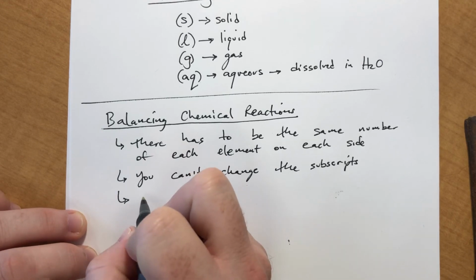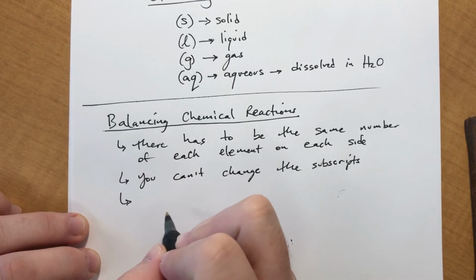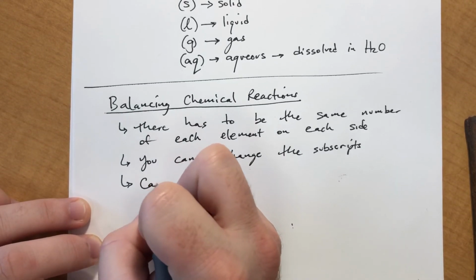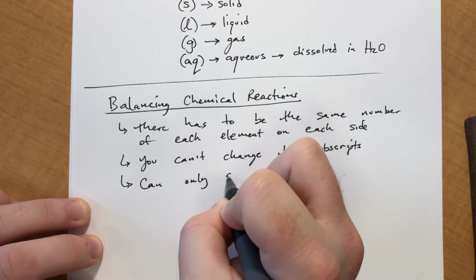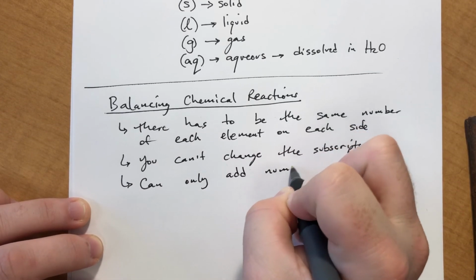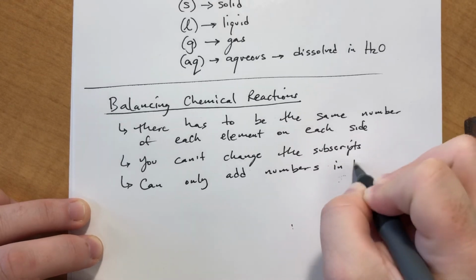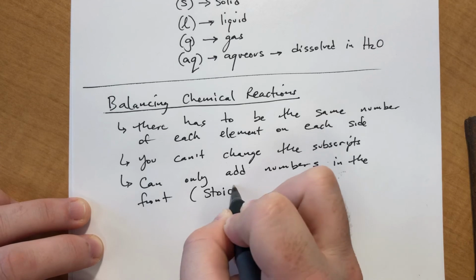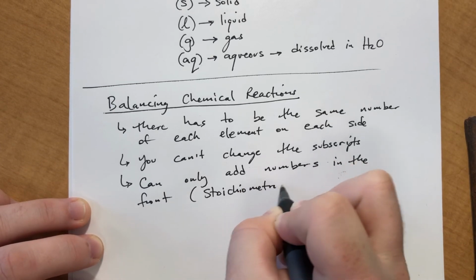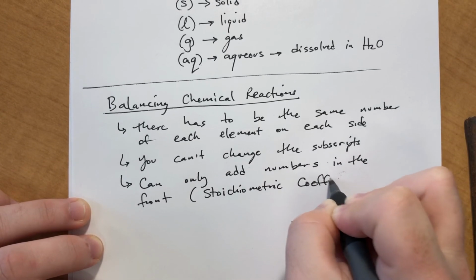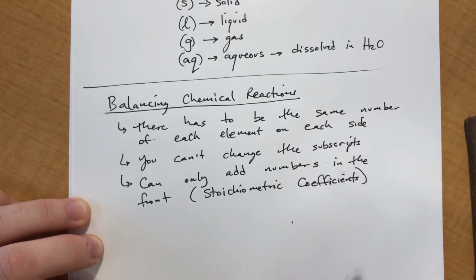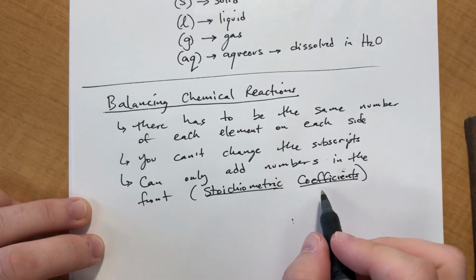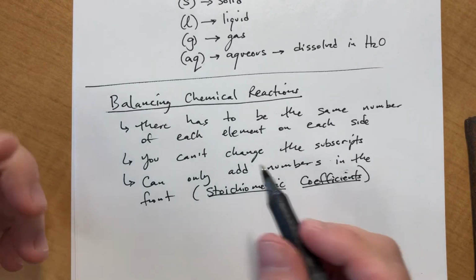Those numbers in the front are called stoichiometric coefficients. It sounds like a really complicated term. So we can only add numbers in the front. Those are called stoichiometric coefficients. I will occasionally refer to them as coefficients, but usually I just say the numbers in the front.